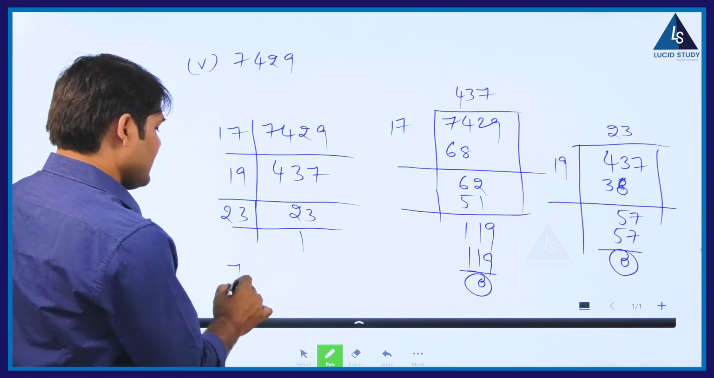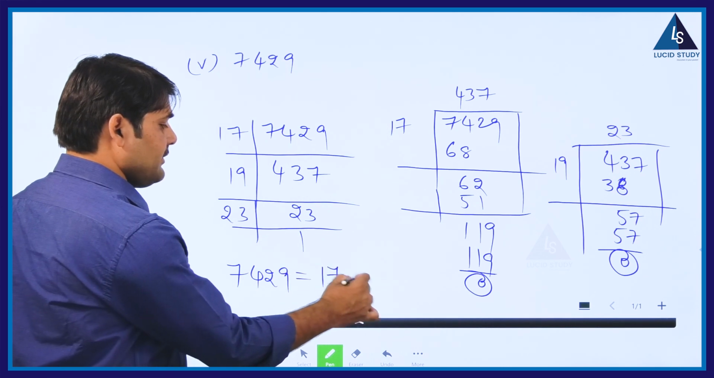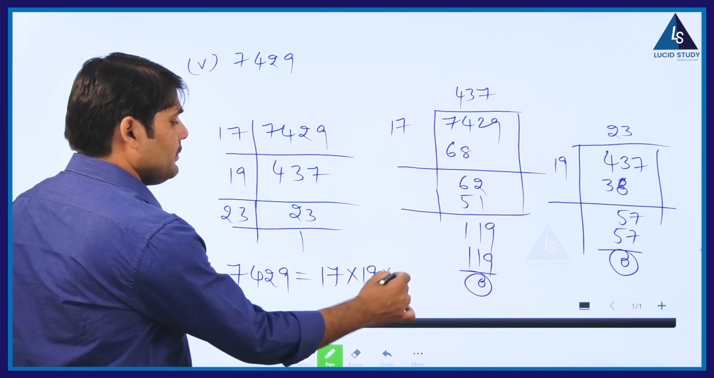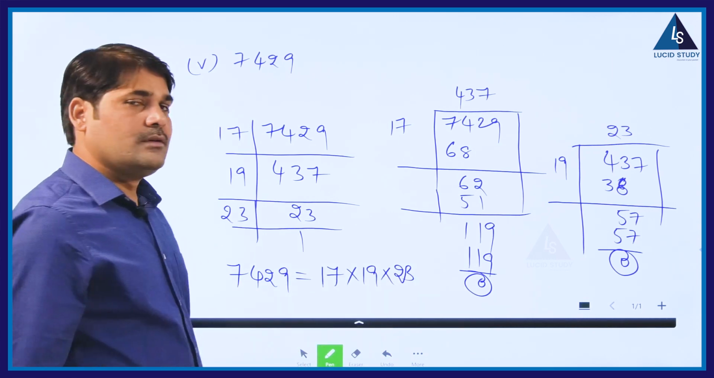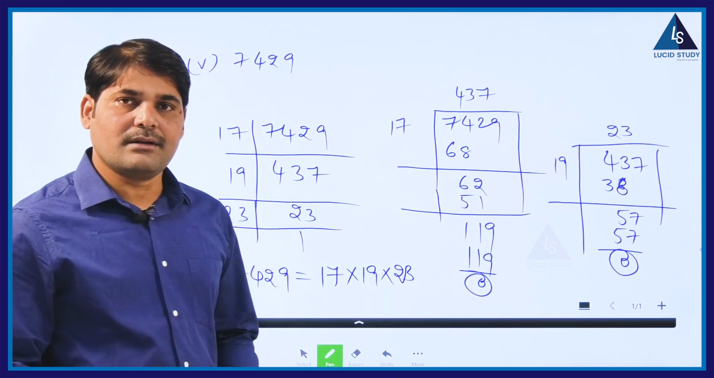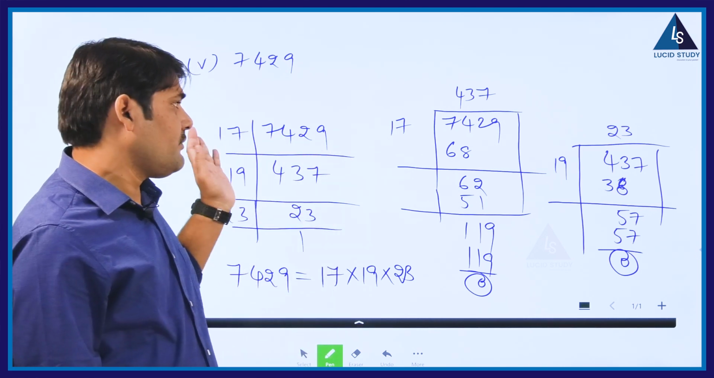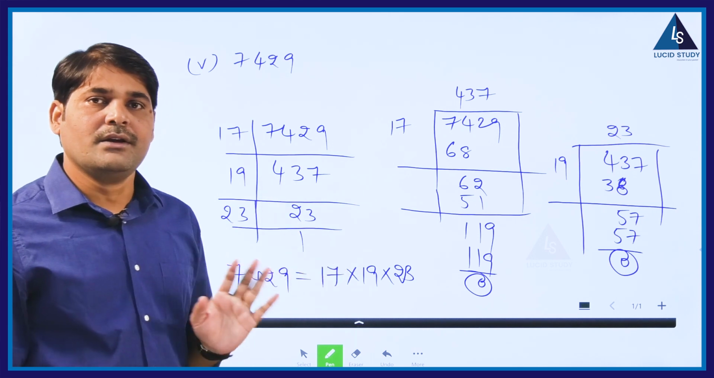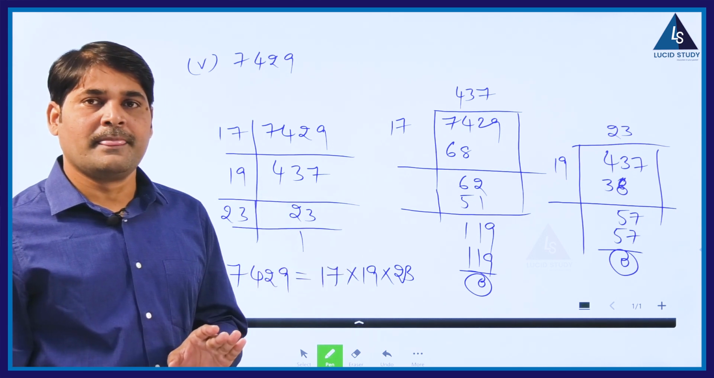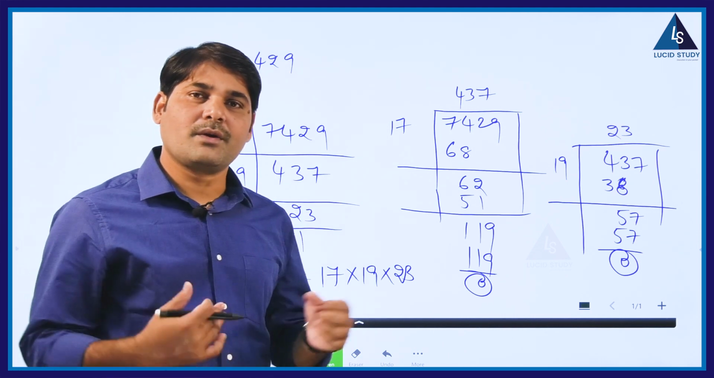Now see, 7429 can be expressed as 17 into 19 into 23. Okay, like this we have to do prime factors. See, when very big numbers are given, the factors may be 17, 19, 23, so you should be very careful. You should not think that the given number itself is a prime number. You need to keep on trying.